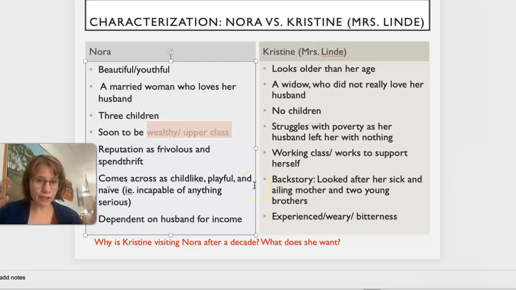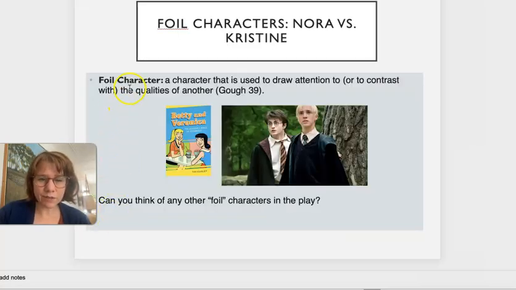But they come across as foil characters, right? Christine is the foil to Nora in the sense that they're very opposite. Christine is very serious, stern, independent. She's struggled a lot. And then Nora comes across as very childlike, naive in a way, and a little bit flighty and materialistic on the surface, at least. So in a sense, they have contrary lives. And foil characters, just to define this term, it's any character that is used to draw attention to or contrast the main qualities of our protagonist.